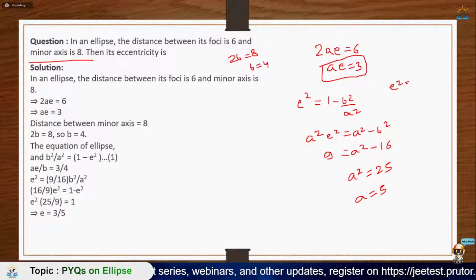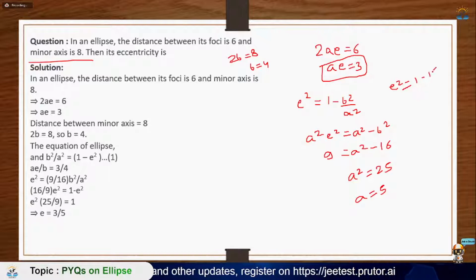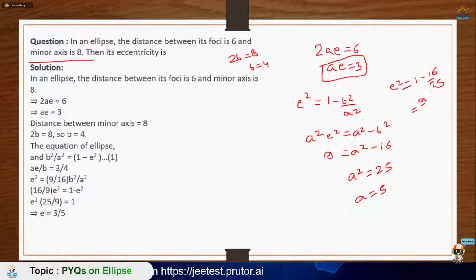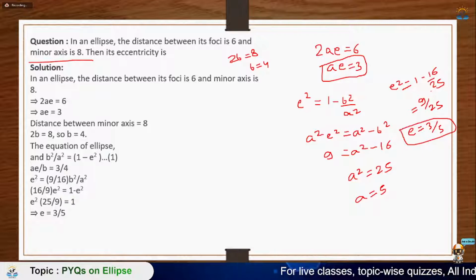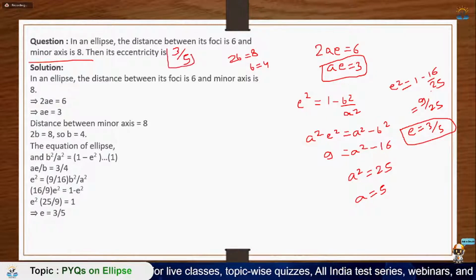अब मैं e की वैल्यू निकाल सकता हूँ यहाँ से। तो e square इज इक्वल टू हाउ मच? e square इज इक्वल टू 1 माइनस 16 अपॉन 25, विच इज इक्वल टू 9 अपॉन 25। सो यहाँ से मुझे e मिल जाएगा इक्वल टू 3/5. And they were asking me the eccentricity only. So I've calculated my eccentricity, which is coming out to be equal to 3/5. So 3/5 is my final answer. So eccentricity is 3/5. Okay. So this was the solution for this question.